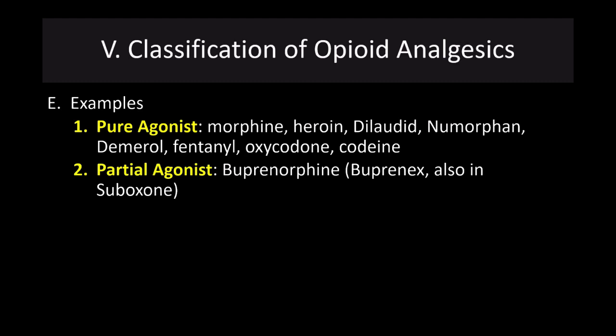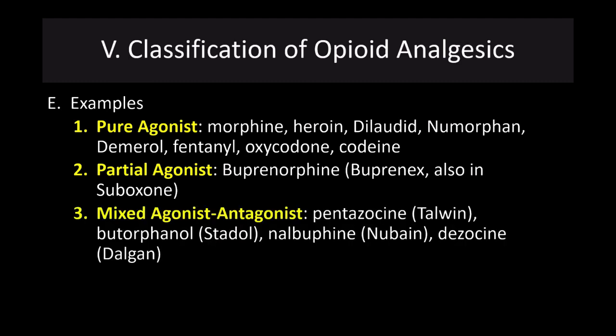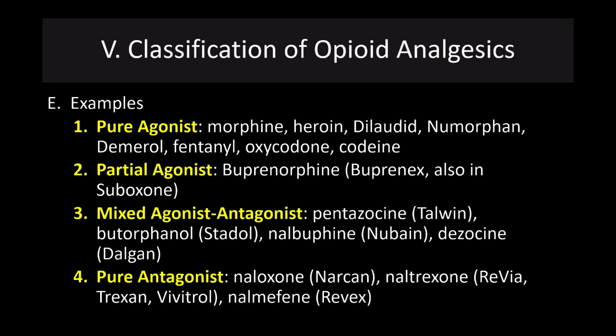Partial agonists are buprenorphine. This is a component of Suboxone, and in the next lecture we'll talk quite a bit about how it's used to treat opioid addiction. Mixed agonist antagonists include a variety of drugs listed here: Talwin, Stadol, Nubain, and Dalgan. And then the pure antagonists are things like Narcan, Trexan, Vivitrol, Revex, and Revia. Narcan is the primary go-to drug in this case, which is naloxone.